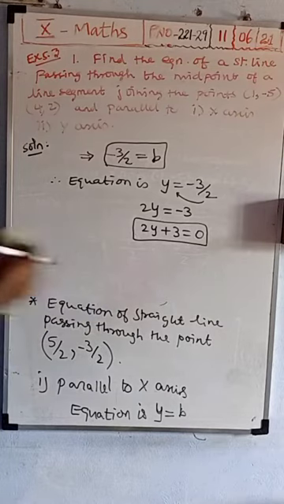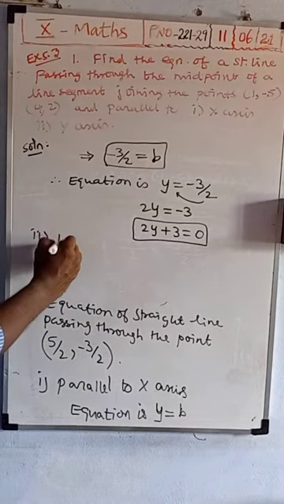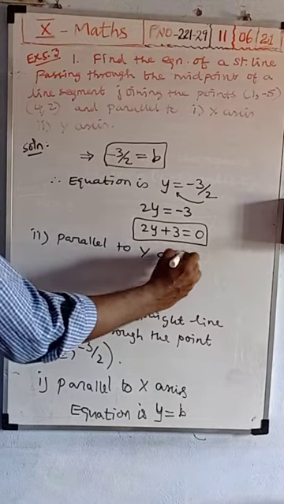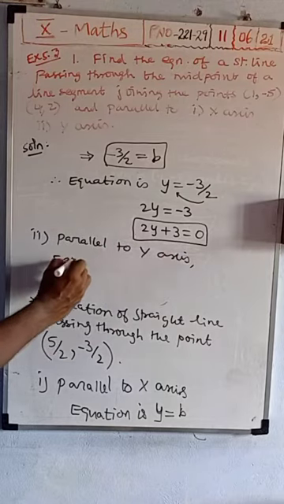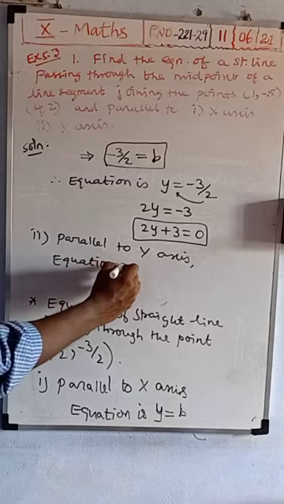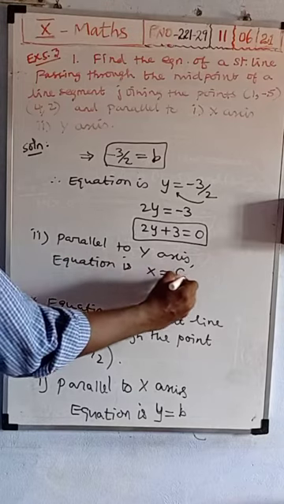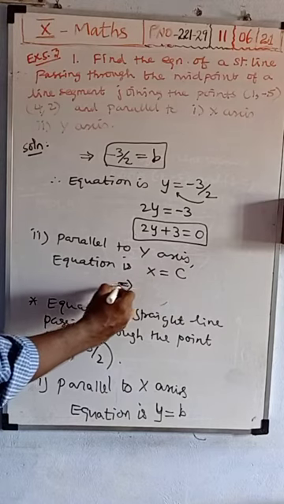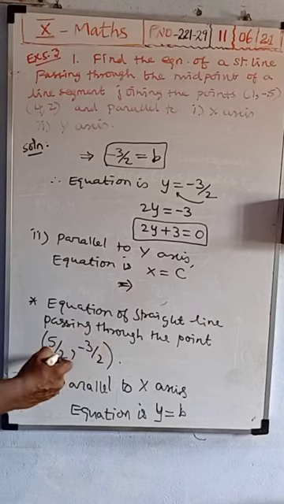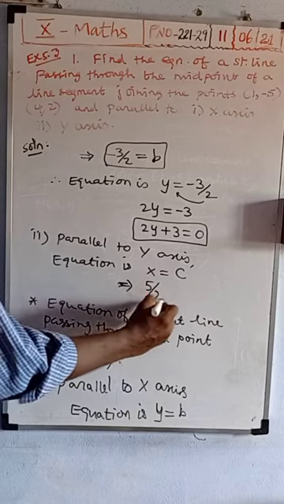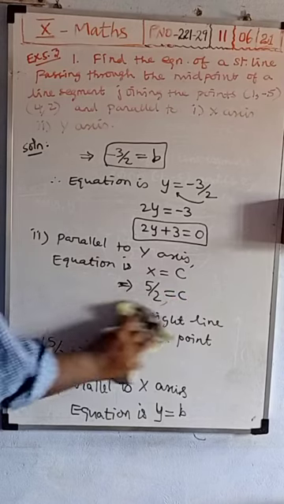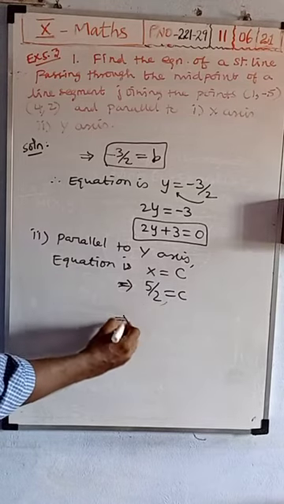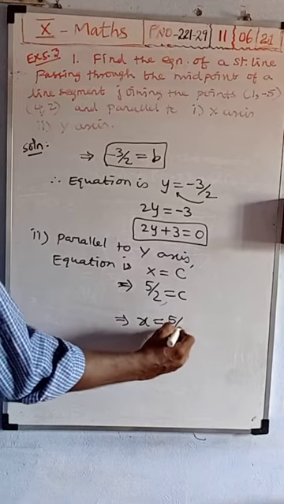Next, second point, parallel to the y-axis. What is the equation? It is x = c, some constant. Now here, what is the x value of the midpoint? The x value is 5/2, so 5/2 = c. Therefore we received the c value. Substituting the c value in this equation, x = 5/2.